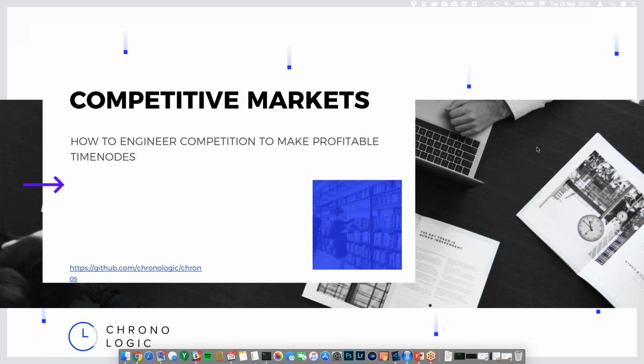As we're doing this analysis of time node economics, we're trying to figure out what the key components are so that we can engineer a more profitable time node, and engineer a protocol that would incentivize people to run time nodes. So I'm going to talk a little bit about what a competitive market is, how this applies to the Ethereum Alarm Clock, and what we're doing in Chronos that we're trying to make a little bit different.